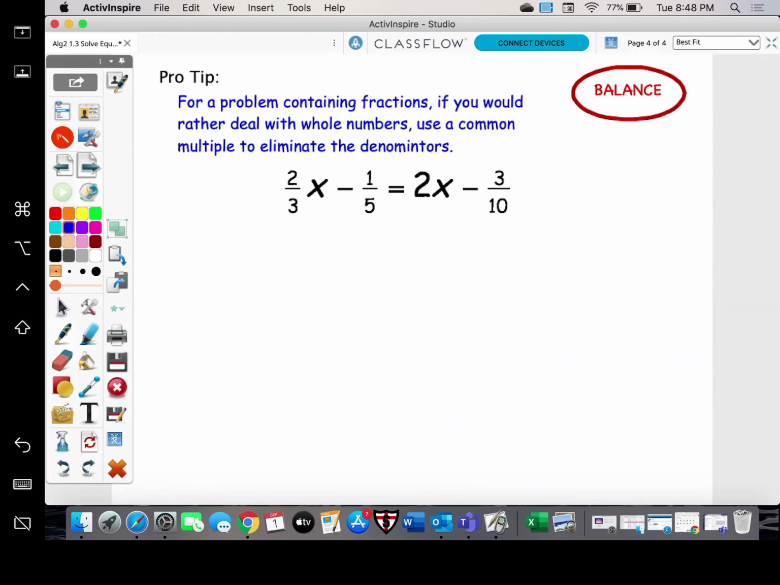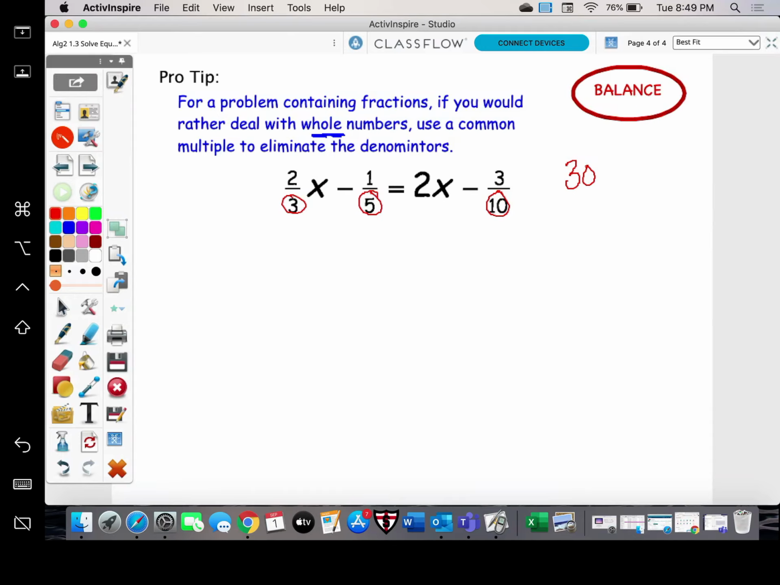Here's a pro tip from a pro. I know you all love fractions so much, but in case you don't, let's get rid of them. So here we have our pro tip, like I said. When you want to deal with whole numbers rather than fractions, you have to use a common multiple to eliminate all of those denominators. So our denominators are 3, 5, and 10. And the easiest number to multiply by would be the least common multiple, so the smallest number that all 3 of those go into.